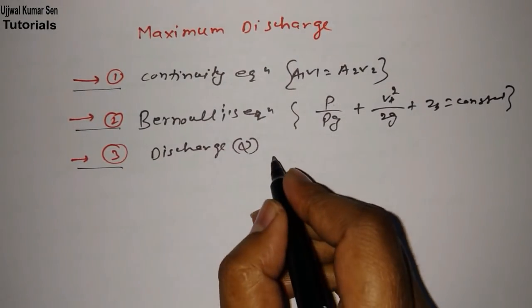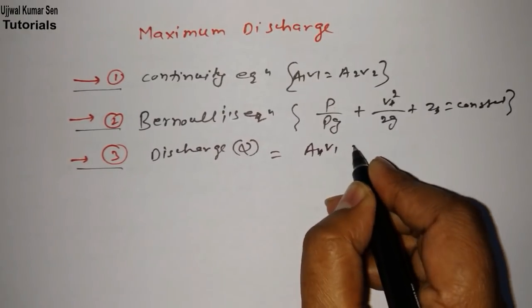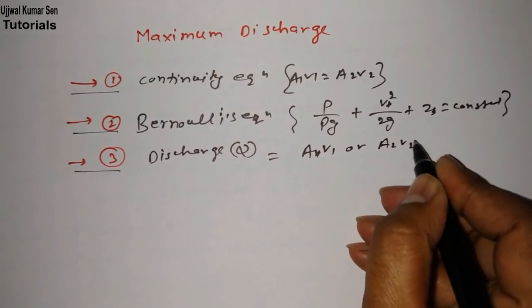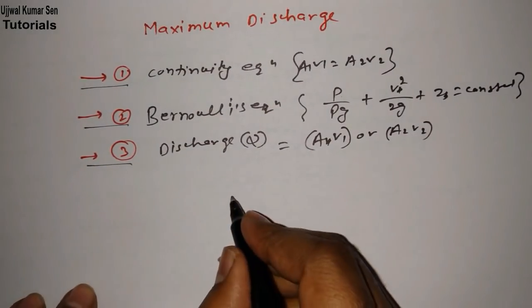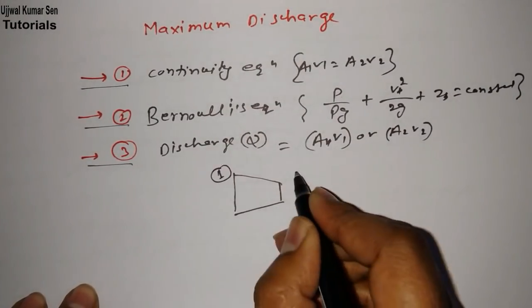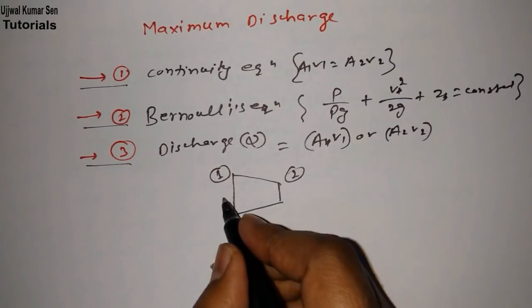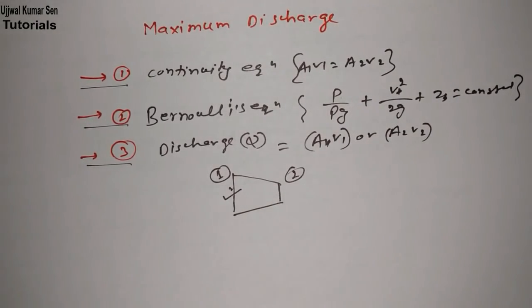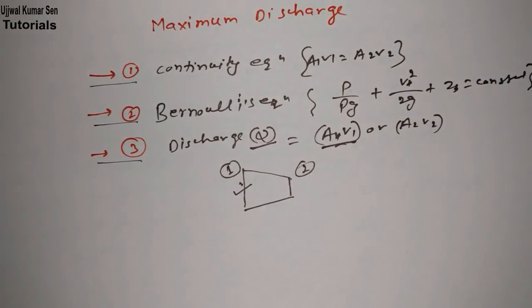The formula for discharge is a1 v1 or a2 v2, but here we are talking about maximum discharge. The diagram is like this. Suppose this is 1 and this is 2. We are using a reducer, so definitely discharge will be maximum here. So we'll go with a1 v1 for finding out maximum discharge.